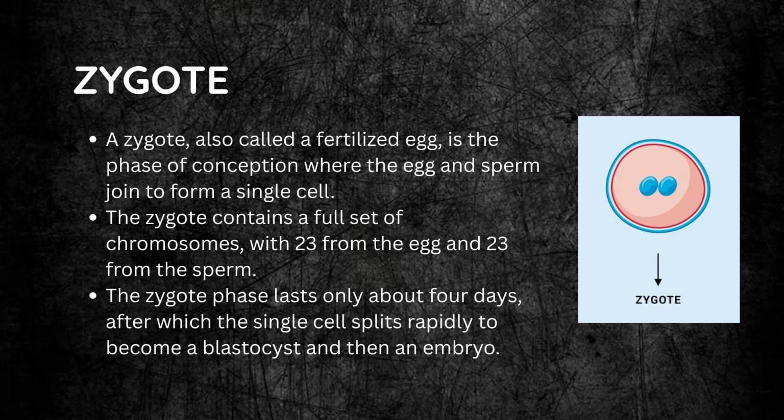The zygote phase lasts only about 4 days, after which the single cell splits rapidly to become a blastocyst and then an embryo. So, a blastocyst, what is it? It is a structure that forms in the early stages of embryonic development, approximately 5 to 6 days after fertilization.